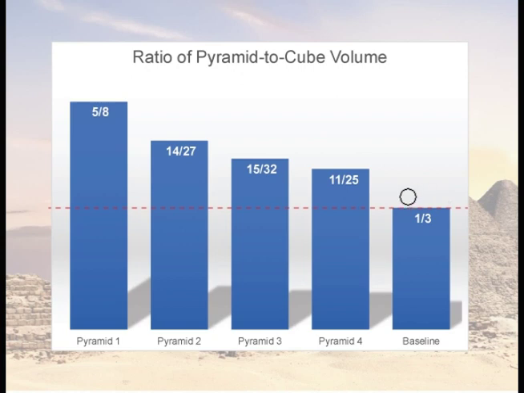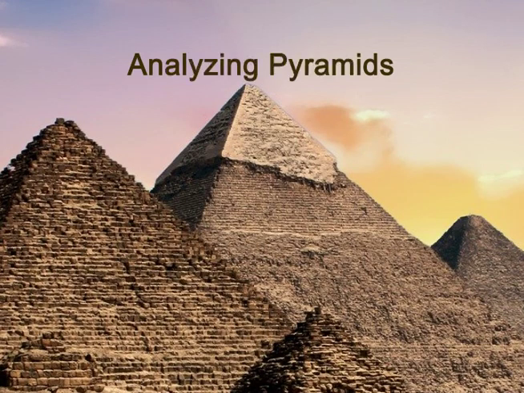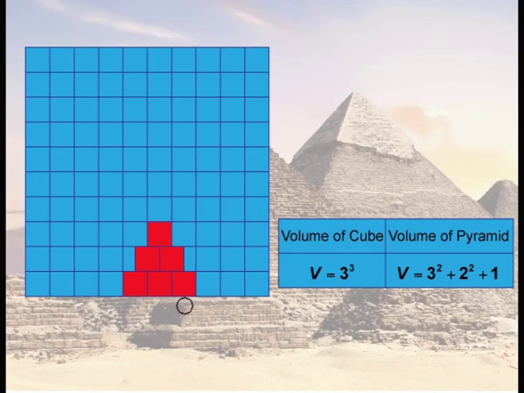Let's look at it another, more precise way. With this grid, we'll look at the pyramid from the side. Here is the 3-tier pyramid we constructed. The volume of the corresponding cube is 3 cubed. But here's another way of looking at the volume of the pyramid. Each level is a square base, so the volume of the pyramid is 3 squared for the base, 2 squared for level 2, and 1 squared, or 1, for the top layer.